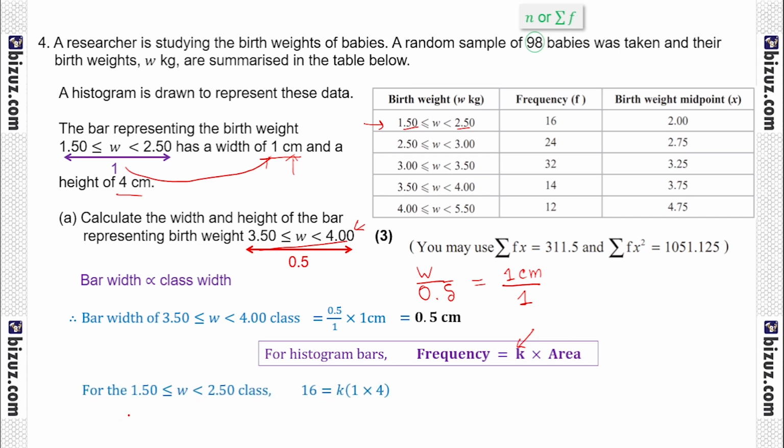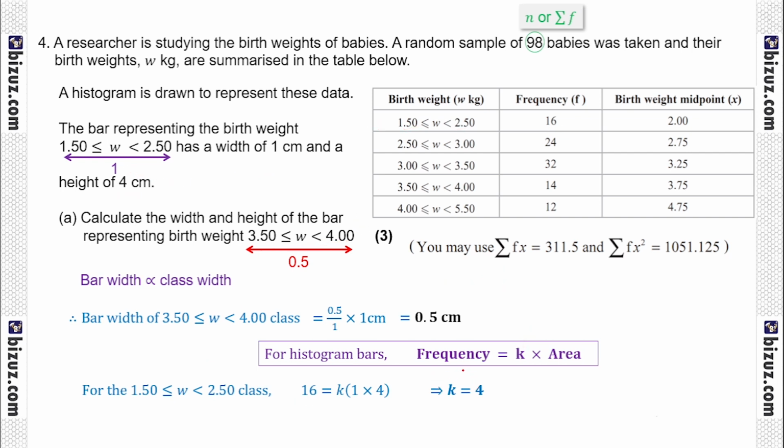So for the 1.50 to 2.50 class, what do we have? Our frequency, which is from this table, is 16. 16 is going to be equal to k multiplied by the area of that bar. So the area is going to be the width multiplied by the height. So 1 centimeter multiplied by 4 centimeter. I'm going to exclude the centimeters here because they don't really matter at the end. So 1 multiplied by the 4, and this gives us a value of k. If we solve it, we get k is equal to 4.